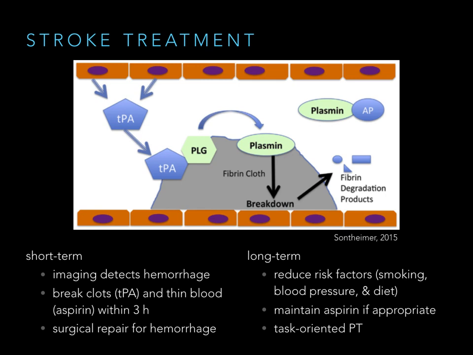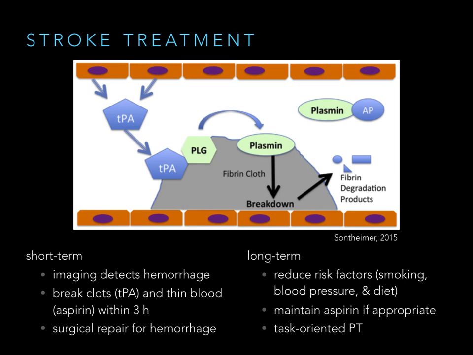Imaging is going to help distinguish between hemorrhage and ischemia. Some of the symptoms can also help distinguish between that, like a severe headache is suggestive of hemorrhage. If it's ischemic stroke and there's no sign of hemorrhage, then you'll want to break apart the clot. With TPA, you can also thin the blood.